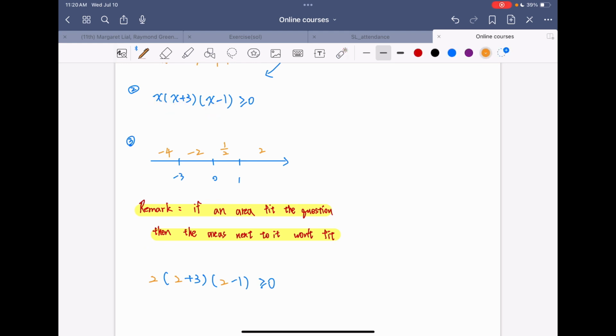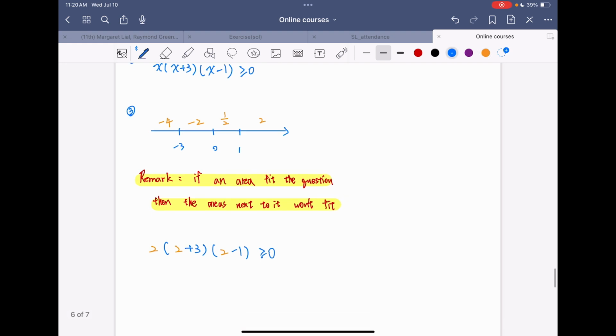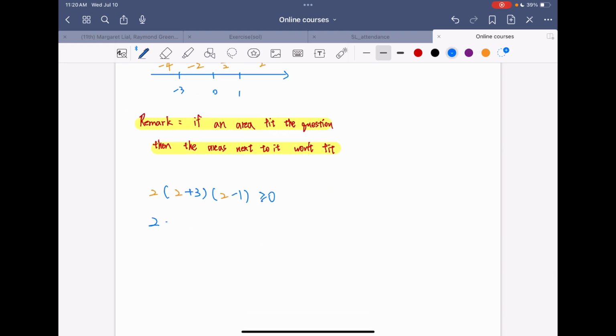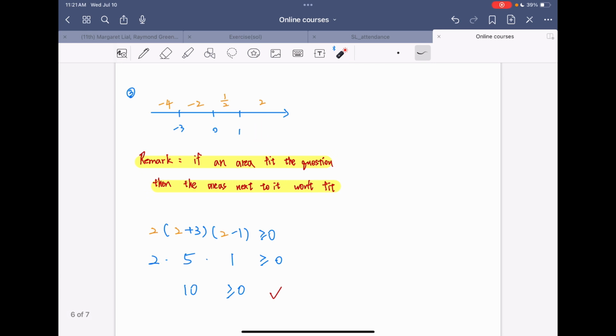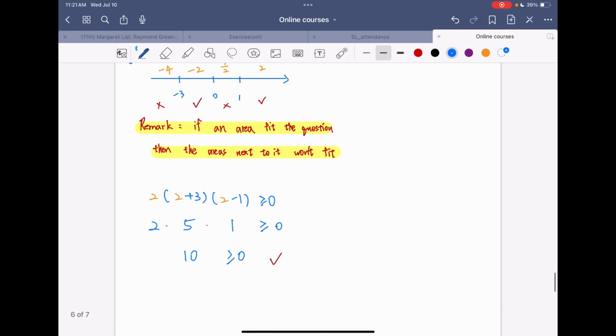And then let's calculate. So 2 times 2 plus 3 is 5, times 2 minus 1 is 1. That would be greater than 0. And then we can tell, here's 10, 10 is greater than 0. Yes, of course. So this area fits. We can know this area fits. So it will be fit, not fit, fit, not fit. And at this point, we can write our answer.